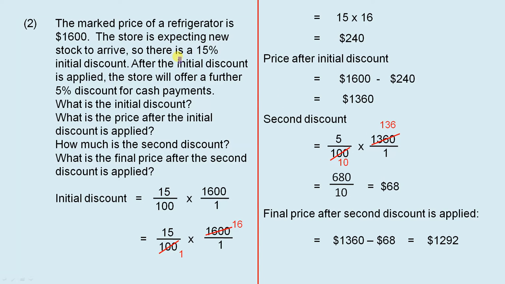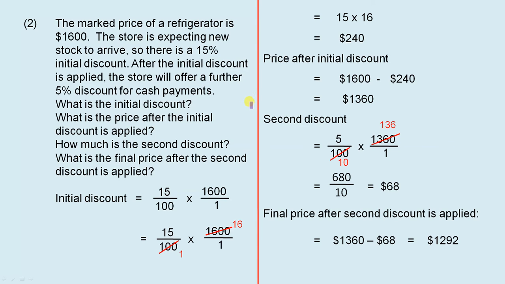Number 2. The marked price of a refrigerator is $1,600. The store is expecting new stock to arrive. So there is a 15% initial discount. After the initial discount is applied, the store will offer a further 5% discount for cash payments. So we have these questions to answer.